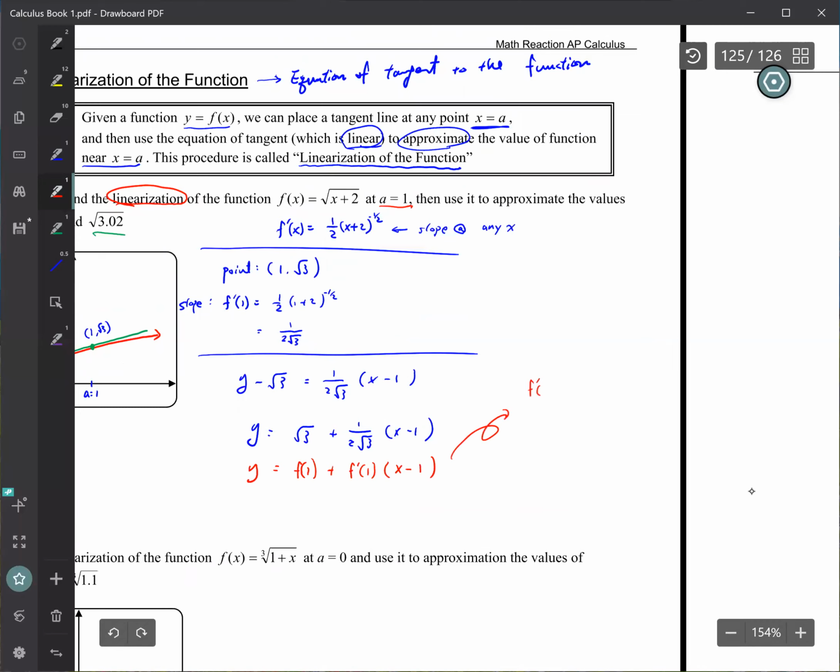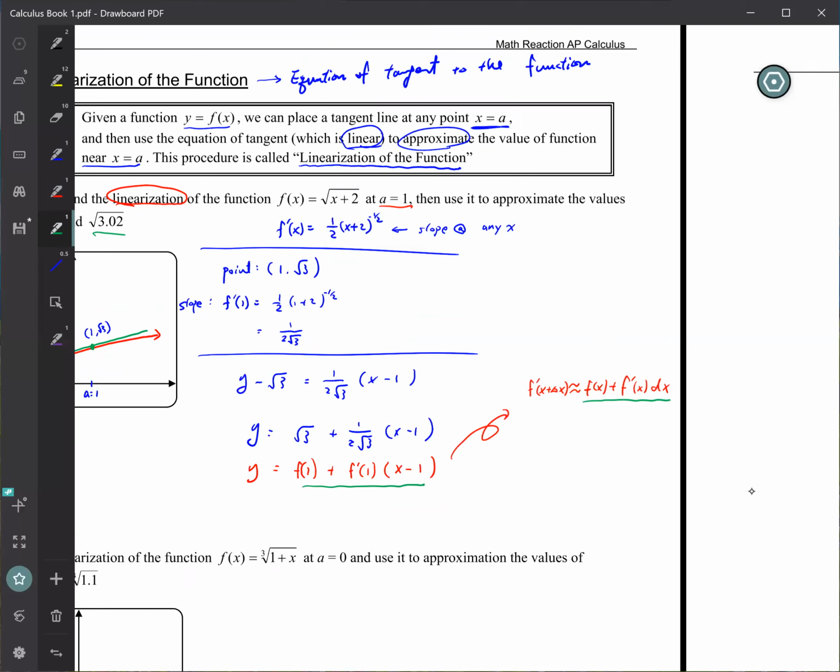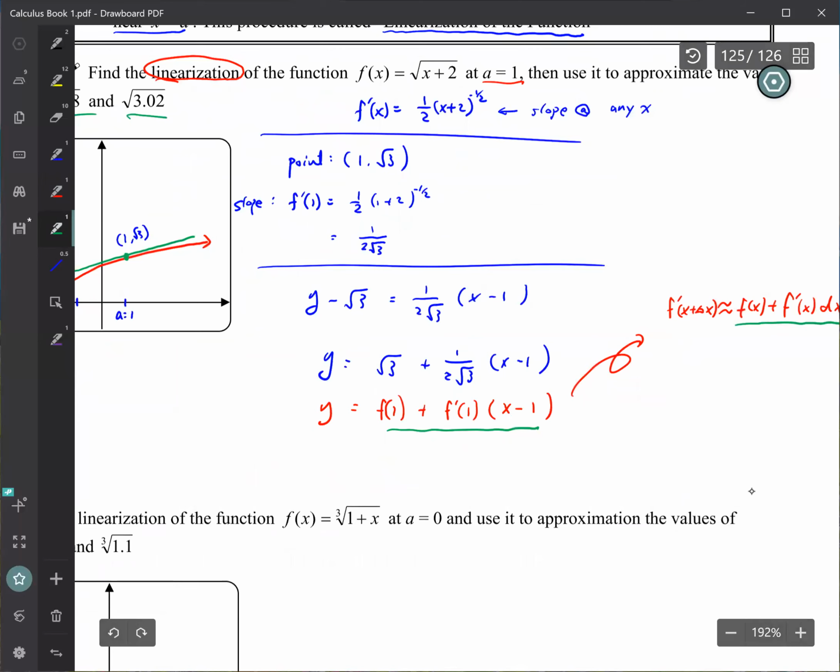f of x plus delta x is close to f of x plus f prime of x dx. Try to compare these two. They look very similar. Dx is x minus 1, because dx means difference, so you subtract them. F prime of x is f prime of 1. So it actually came up with the same thing. It's just this is the equation of the tangent.